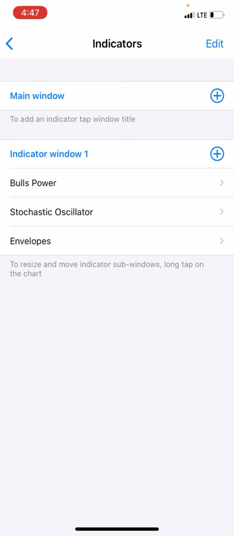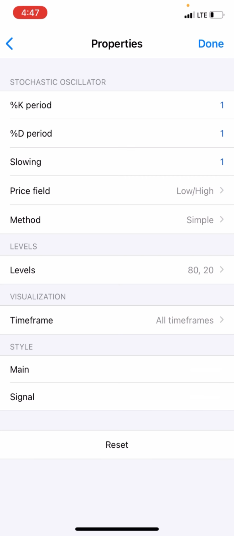All right, so the next one will be the stochastic oscillator. Both of these are oscillators. If you have been watching my content, you will understand what oscillators do. For this one, we'll be using K period of 1, D period of 1, slowing of 1, price field of low high. Method should be simple. Levels should be 80 and 20. For visualizations, all time frame is fine.